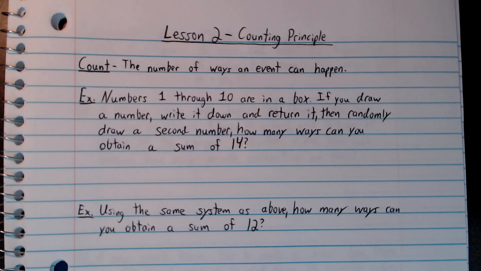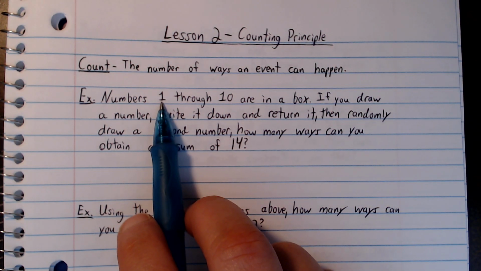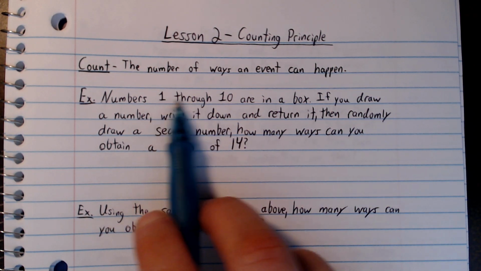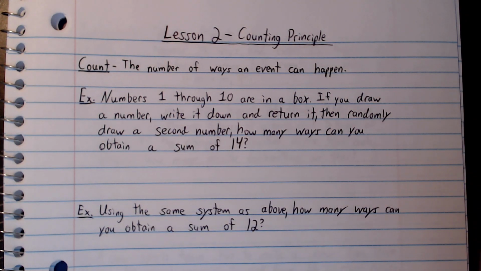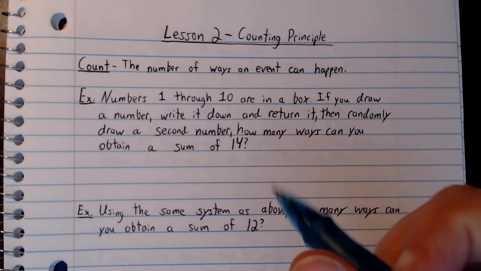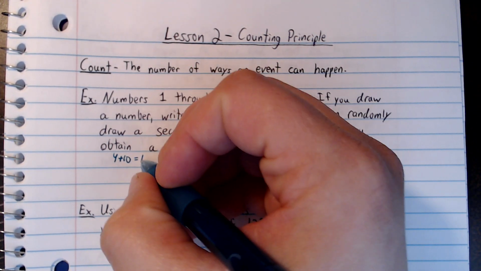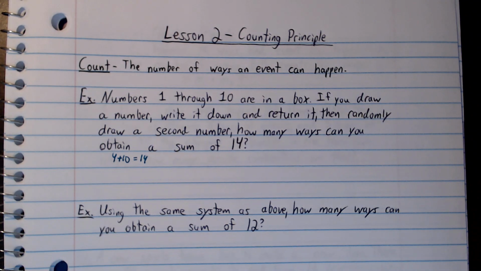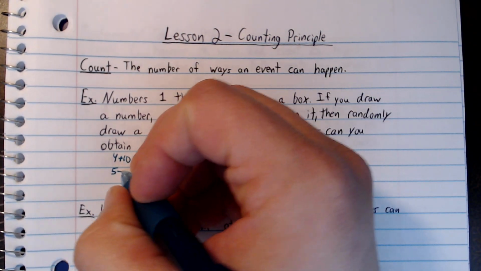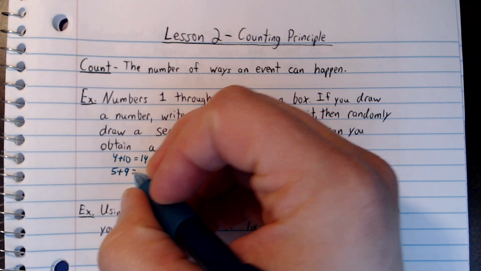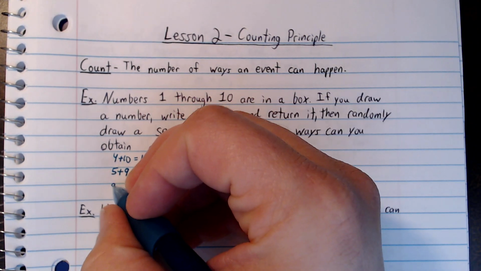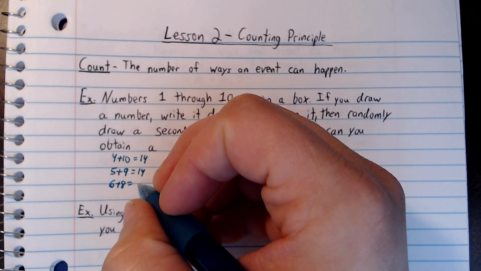The second part of this says that we're trying to figure out how many ways to obtain a sum, meaning addition, up to 14. So let's think about it. The smallest number that I have here is 1, and the largest I have is 10. If I add those together, it's only going to give me 11. But if I move up to 4 plus 10, that'll give me the 14. So that's one combination. If I pull out a 5, I would have to pull out a 9. If I pull out a 6, I would have to pull out an 8.